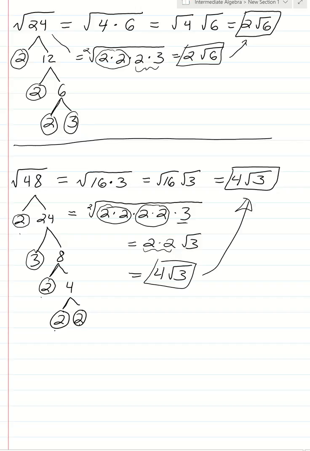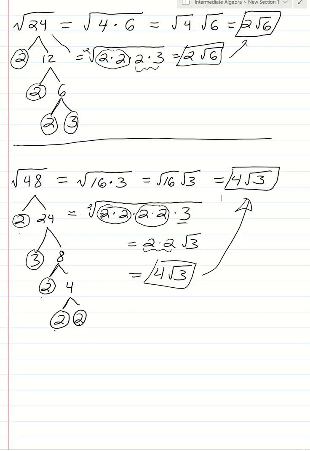So you have to decide which method works best for you. You can either take the number and think of it just as 2 numbers, but one of the numbers must be a perfect square, the largest perfect square possible. Notice I didn't use 4. Even though 4 is a perfect square, that would not give me my simplified answer the quickest way.